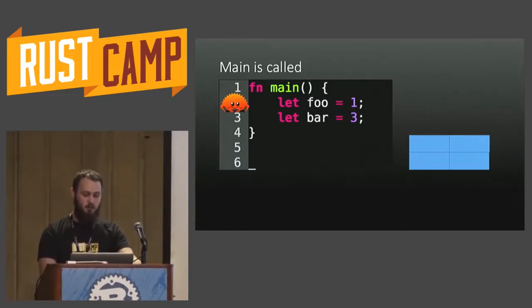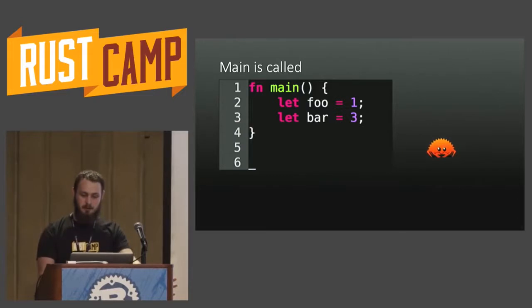It then assigns the value 1 to the first slot in the allocated memory. And then it goes ahead and sets bar on top of foo, basically just filling that out. Good old Ferris doing the hard work there. So when it reaches the end of the program, we're done with it, and the memory is deallocated.